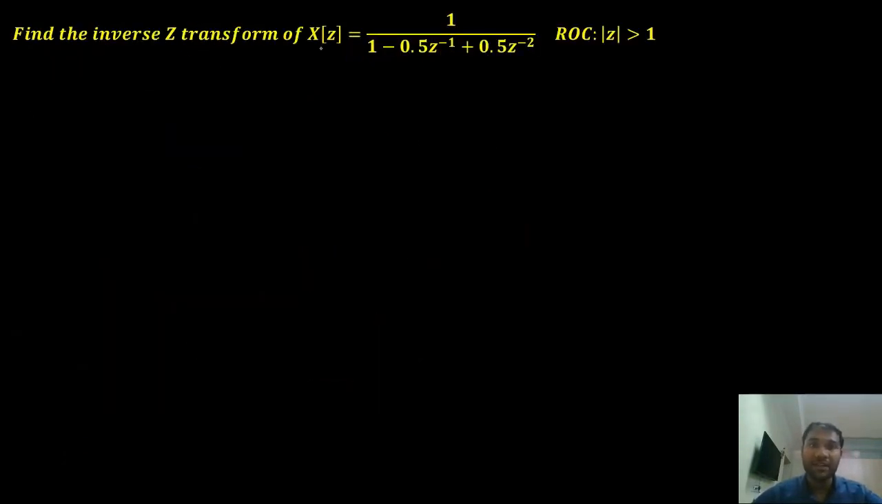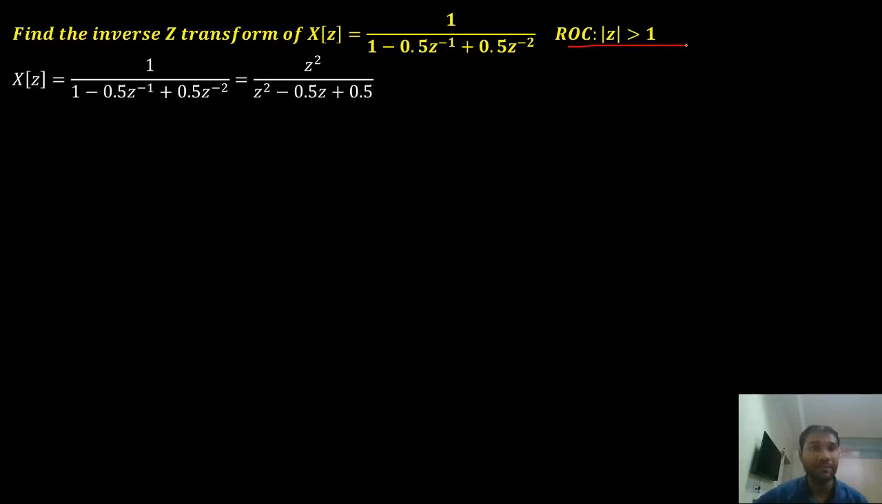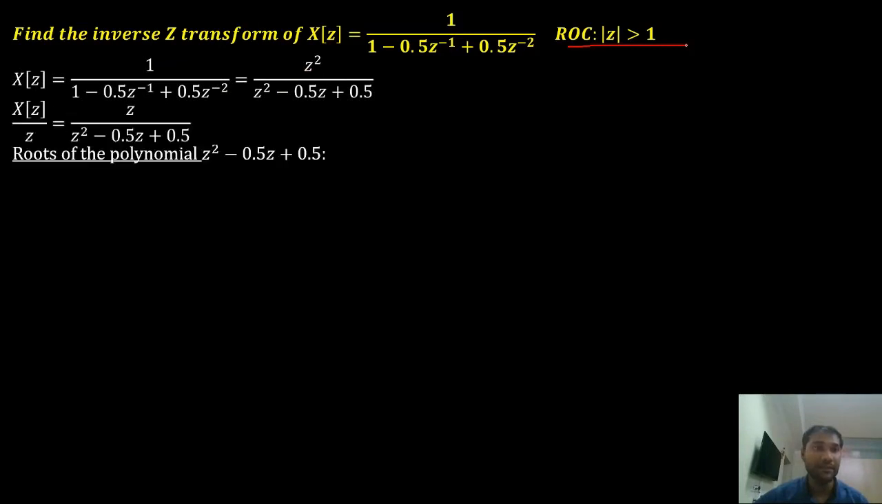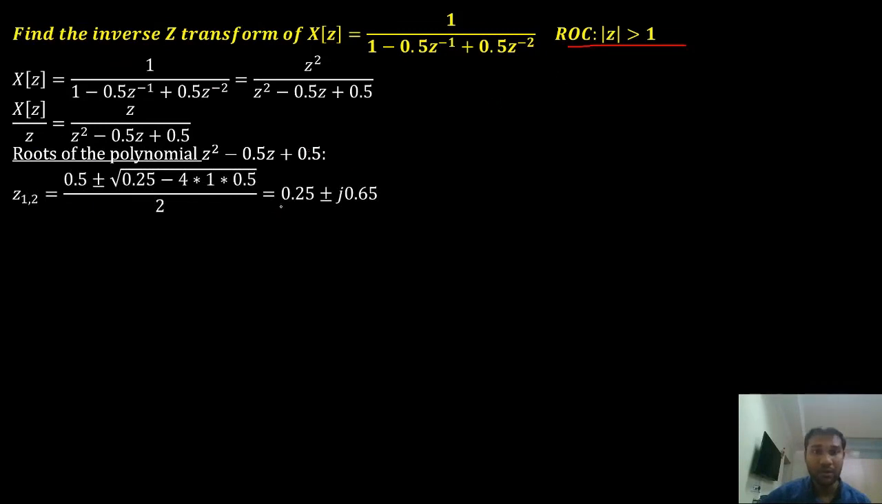Find the inverse Z transform of X of z with ROC mod z greater than 1. First, X of z has to be converted in powers of z, and then we'll divide X of z by z, and now we'll find the roots of the denominator.